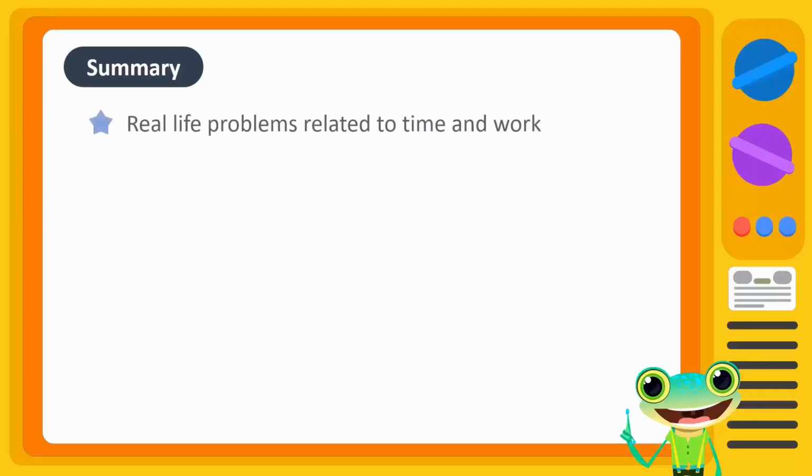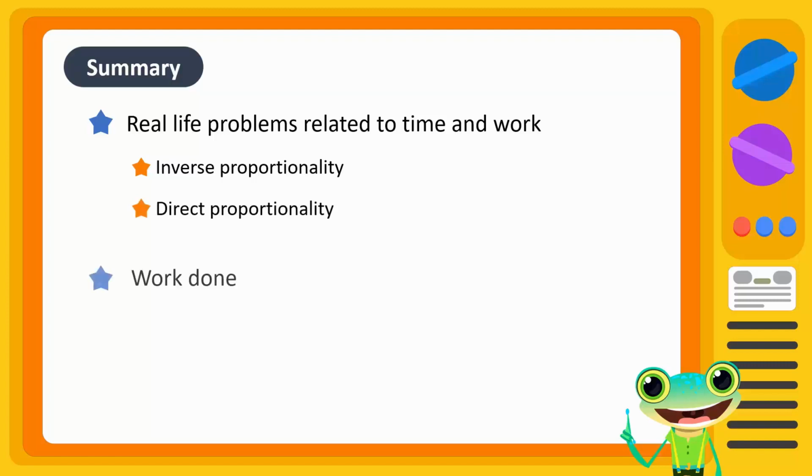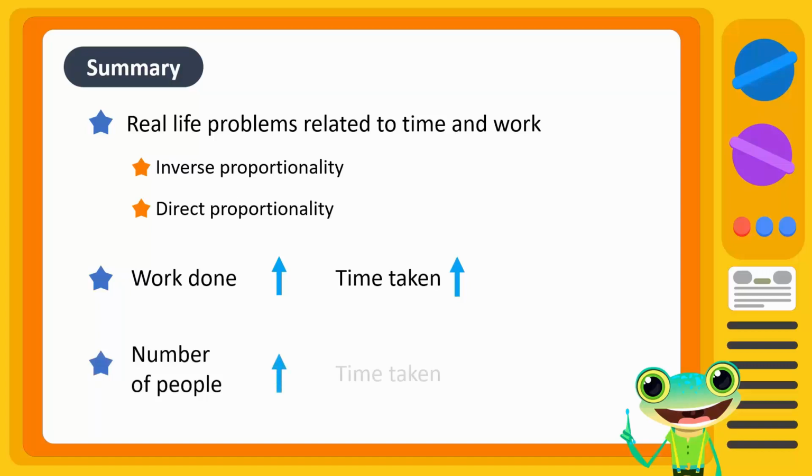To summarize, real-life problems related to time and work either involve inverse proportionality or direct proportionality. Generally, if the amount of work to be done increases, the time required to finish it also increases. On the other hand, if the number of people performing a task increases, the amount of time needed to finish the task decreases.